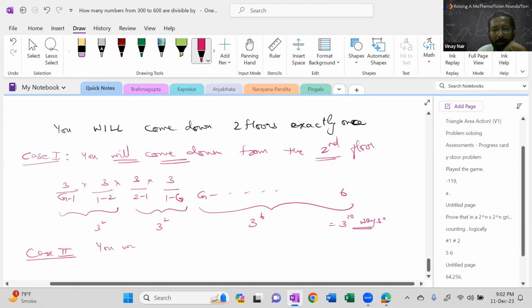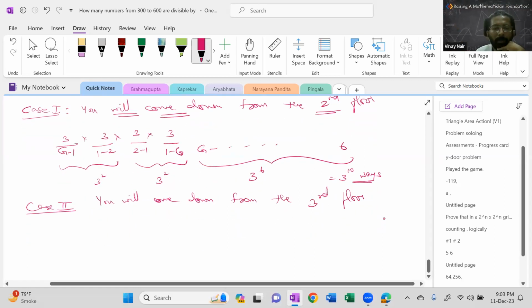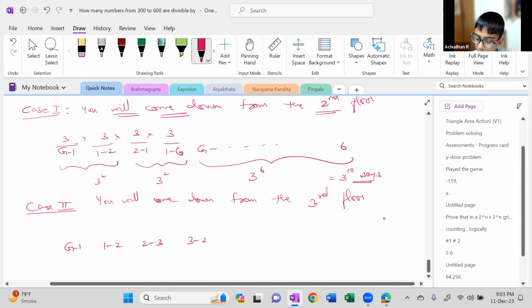You will come down from the third floor, sir. It's similar. So we have 3 cube number of ways to get to the third floor and 3 cube number of ways to climb down from the third floor. But yeah, we have not 3 cube ways, but 3 square ways to come down from the third floor because only 2 floors we are going down. And then we have 3 power 5 number of ways to get to the 6th floor from the first floor.